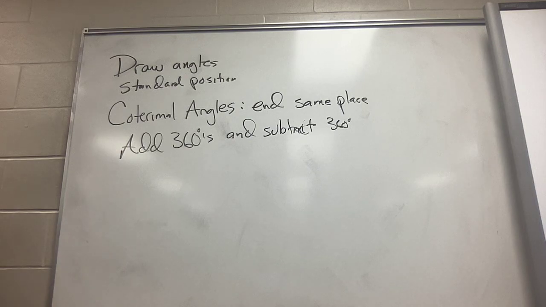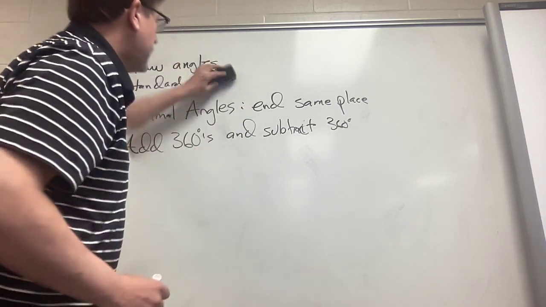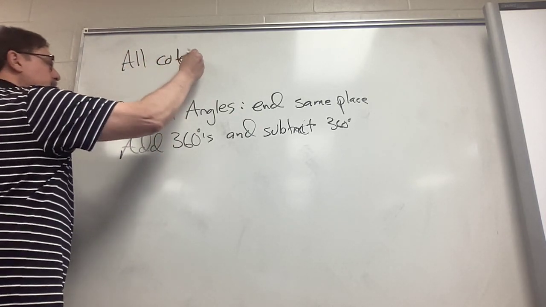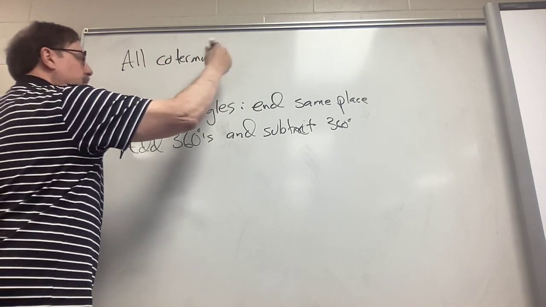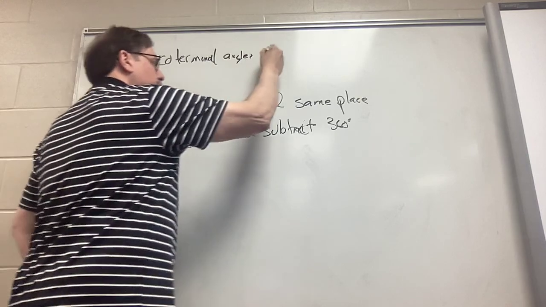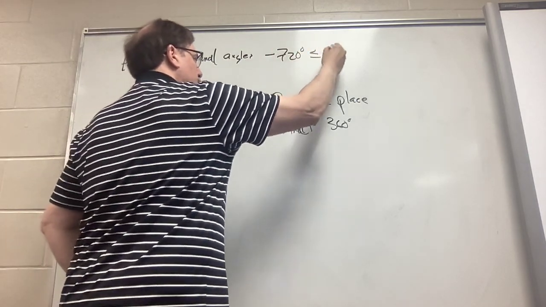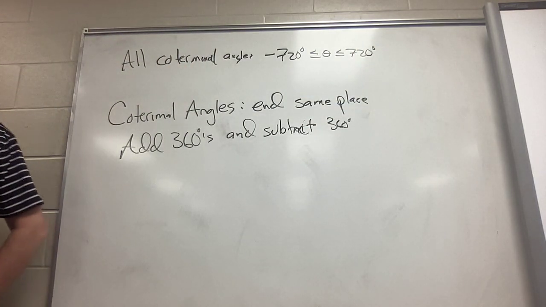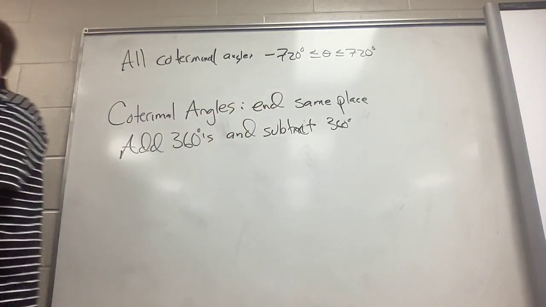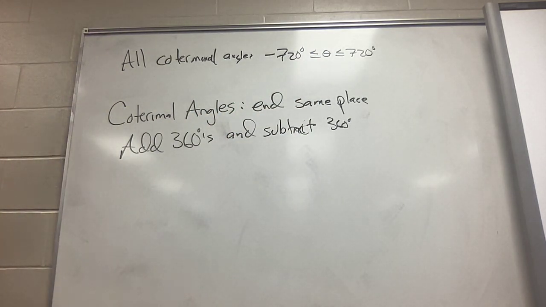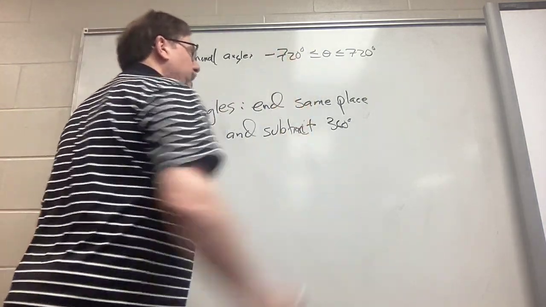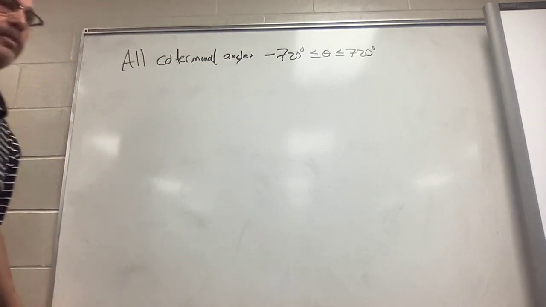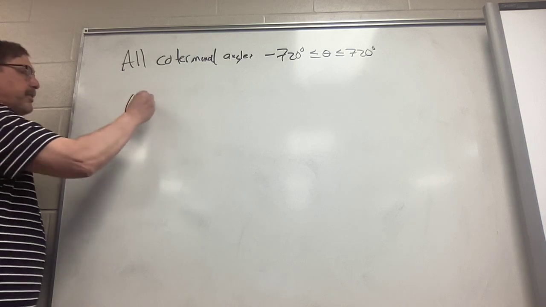So I'm going to say this. List all coterminal angles. Uh-oh, we're getting mathematical. Theta is going to be just a name of an angle. We're using a Greek letter. I want to name all the coterminal angles between negative 720 and 720 degrees. I'm going to do the following. I'm going to write 64 degrees.